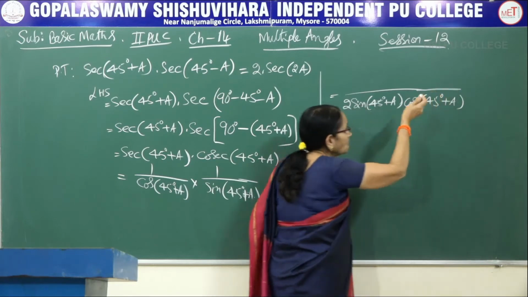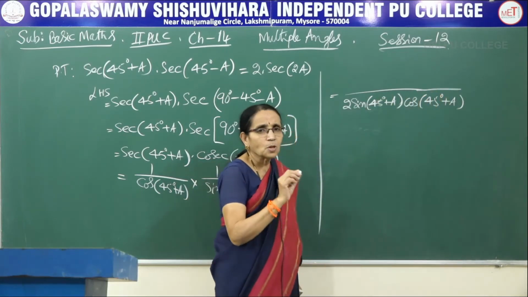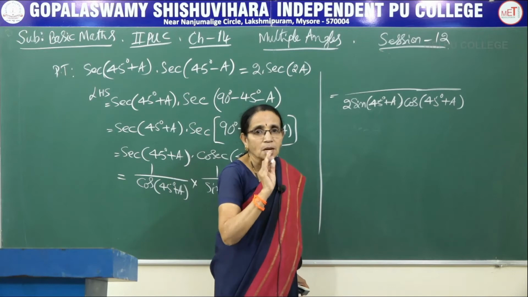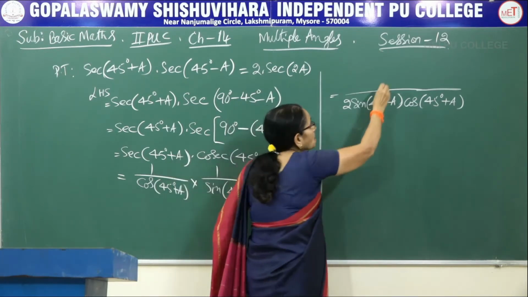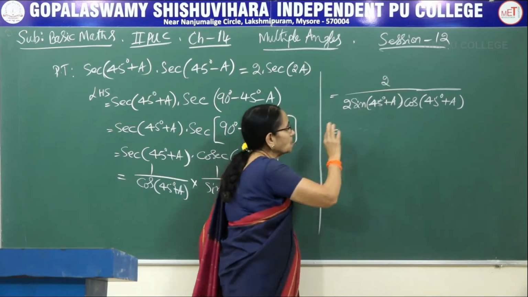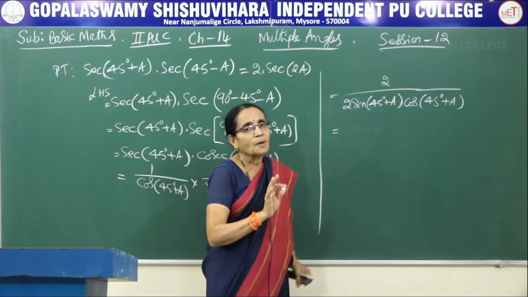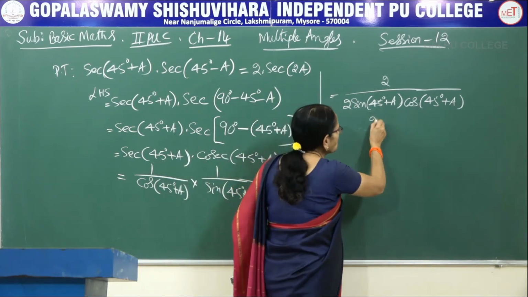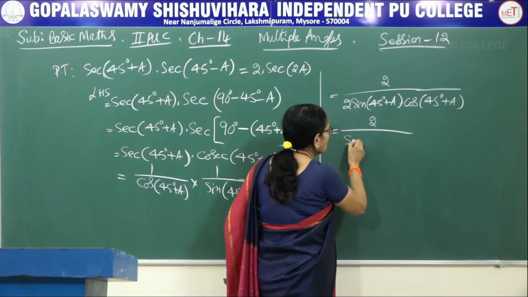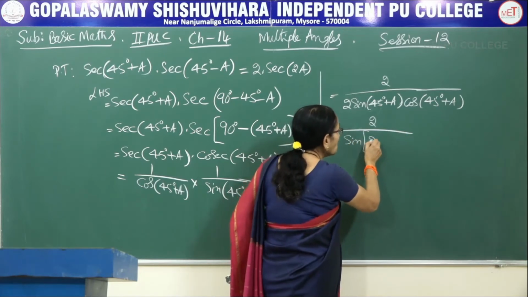I have told in many previous problems, whenever you do some manipulation, it should not change the value of the given expression. I have multiplied the denominator, so I multiply the numerator. Look here, by cancelling 2, the value remains the same. Now, this is of the form 2 sin a into cos a. So, I can write it as sin of 2a.